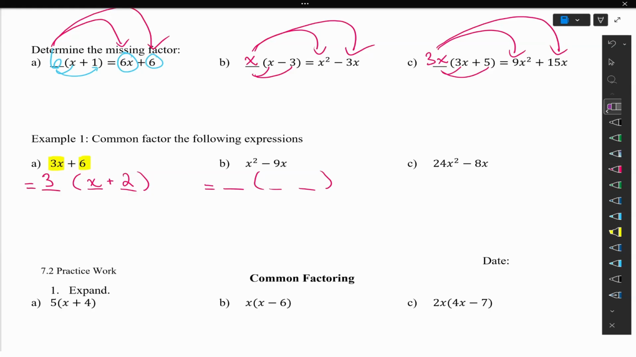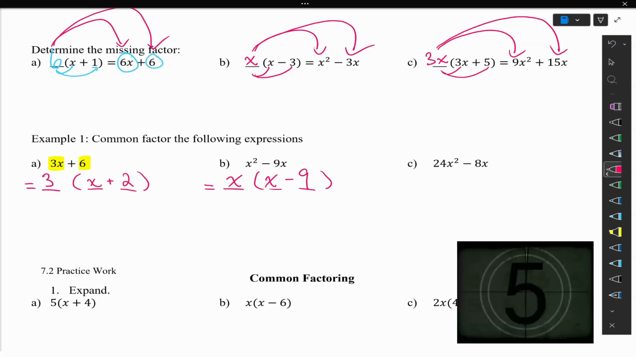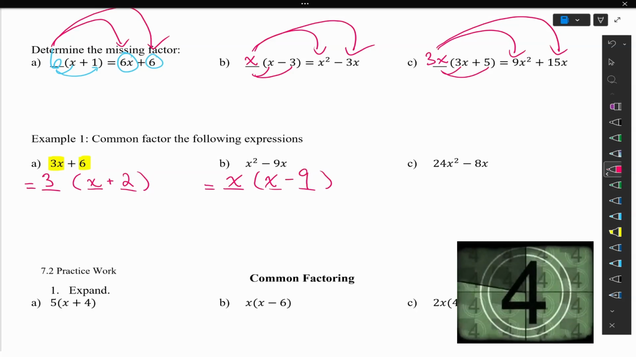Good, so x is common to both terms right here, where we can divide. If I divide this first term, x squared, by x, I end up with an x. If I divide my second term, my negative 9x, by this first x, then I would end up with negative 9. So I'm working with x times (x minus 9). Again, pause the video here, try out example 1c.